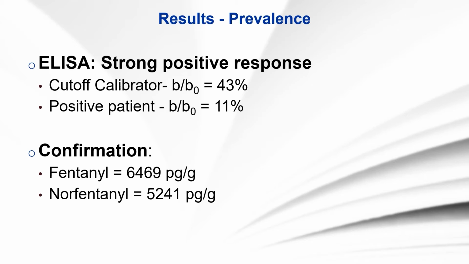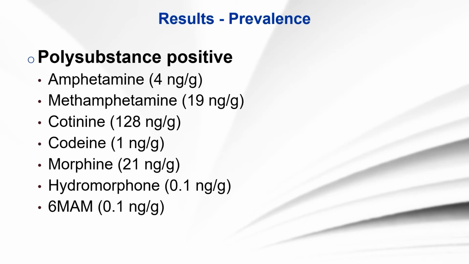In confirmation, we found 6,469 picograms of fentanyl and 5,241 picograms per gram of norfentanyl. So way above the cutoff. In addition to fentanyl, we found amphetamine and methamphetamine, cotinine, and codeine, morphine, hydromorphone, and 6-MAM. So this is evidence that there was prenatal exposure to methamphetamine, nicotine, and heroin.